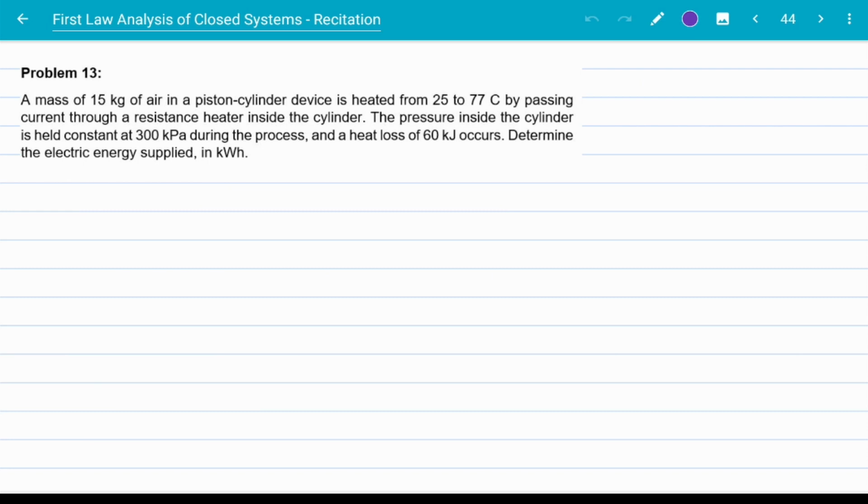Okay, so we have this piston and cylinder like this. And we have an electric resistor here. And we are heating this up. So during the process, pressure remains constant.